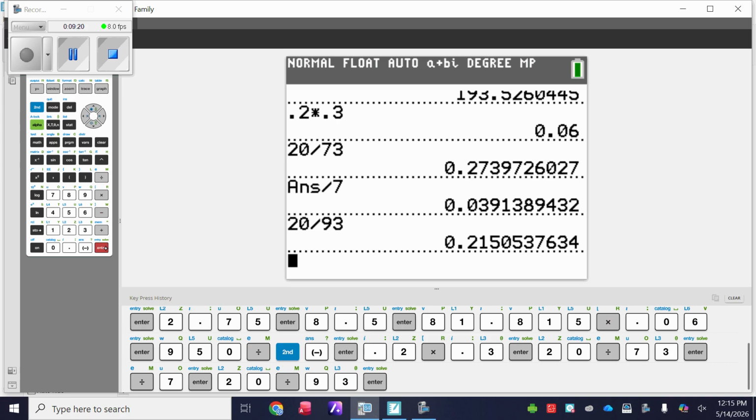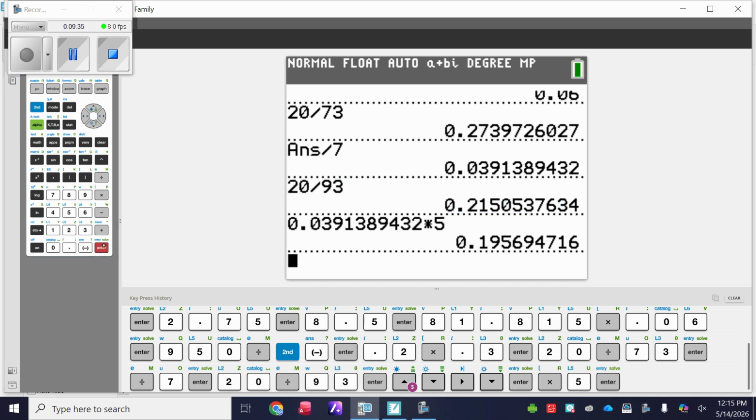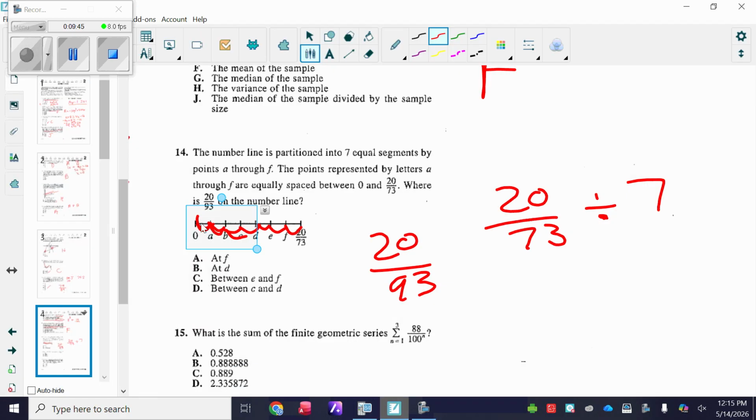So what I did was I took the number, I went and grabbed the 0.03 right here and times it by, I think it was 5, got me in the vicinity. The next one's going to push me over, so it's between the 5th and the 6th intervals. 1, 2, 3, 4, 5. It's between E and F. So the answer is C.